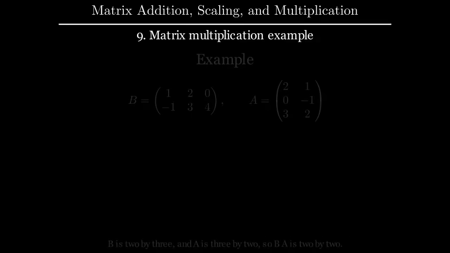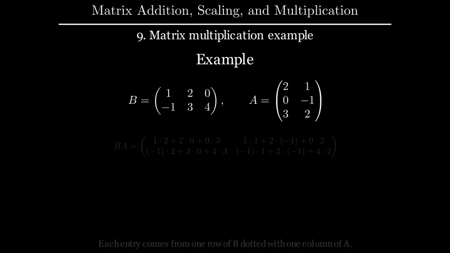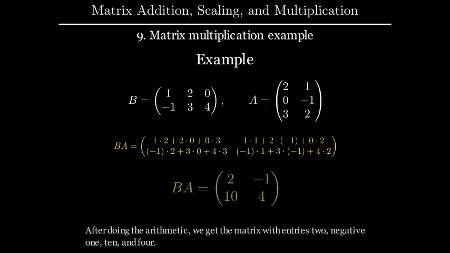B is 2 by 3, and A is 3 by 2, so BA is 2 by 2. Each entry comes from one row of B dotted with one column of A. After doing the arithmetic, we get the matrix with entries 2, -1, 10, and 4.